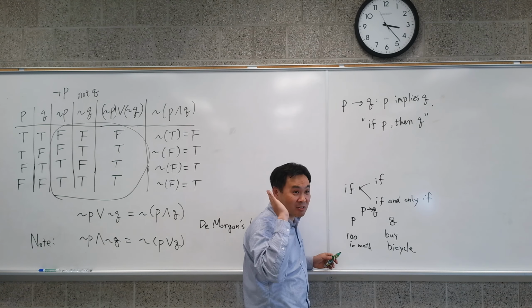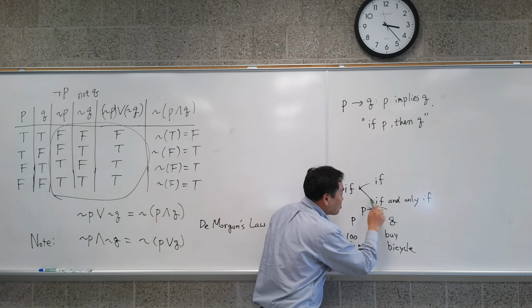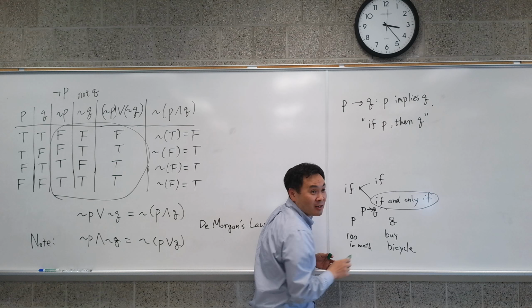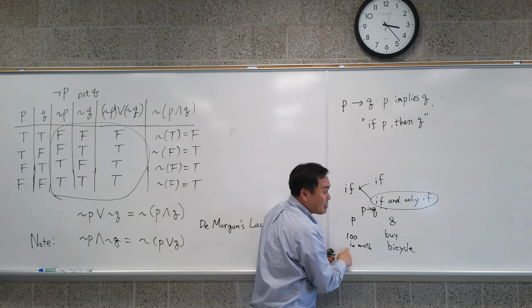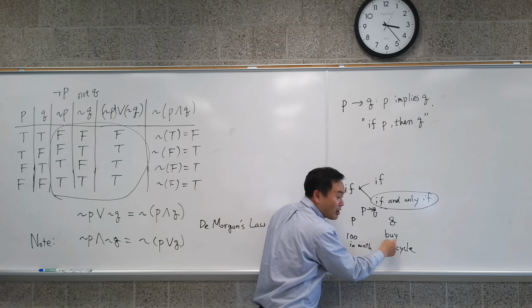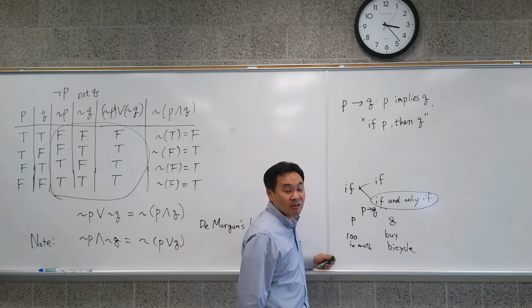That's the way that we understand that. Okay? And that's the case of when if is used for that. If you get 100 in math, and only if you get 100 in math, I'll buy a bicycle. Yeah? That's how it works.